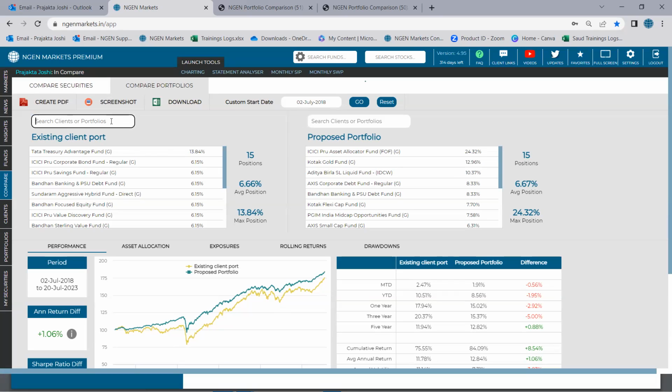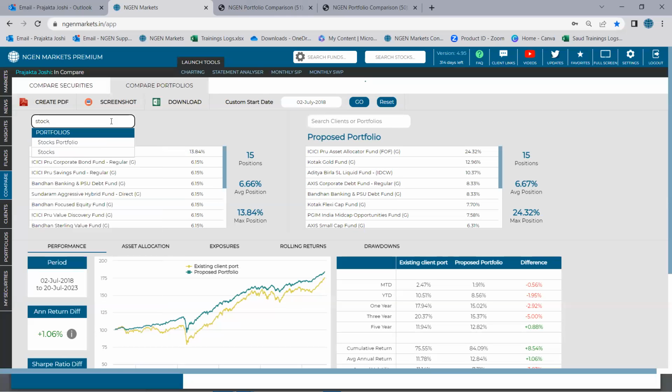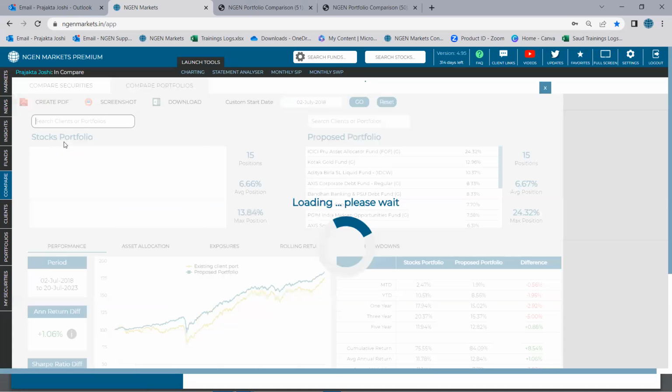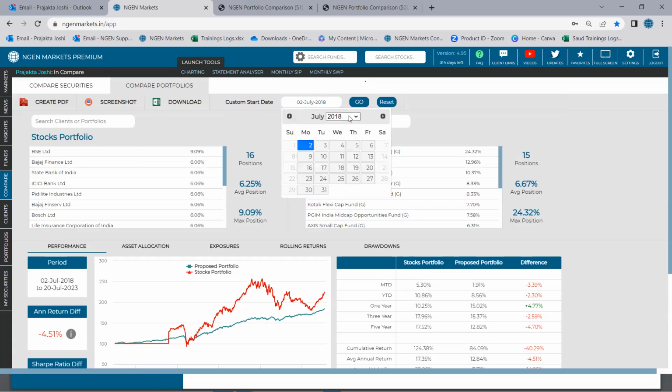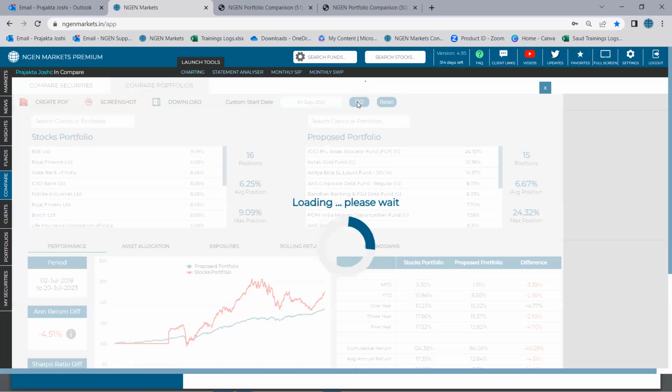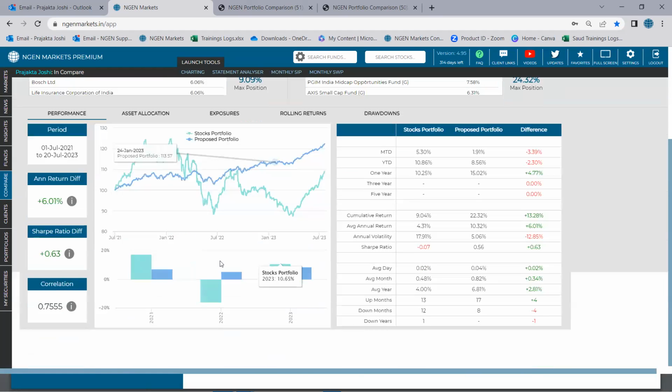Just load in his existing stocks portfolio on the left hand side. I'll just show you an example. So I have a stocks portfolio saved, and therefore I am just loading it here on the left hand side. And when I load it, it will just come here. And let's say we want to run this analysis from, let's say, 21 of July, and I click on go. And I can typically highlight, look, this is your stocks only portfolio, and this is the mutual funds portfolio that I'm trying to suggest. Okay, and then these are the differentials between the two.